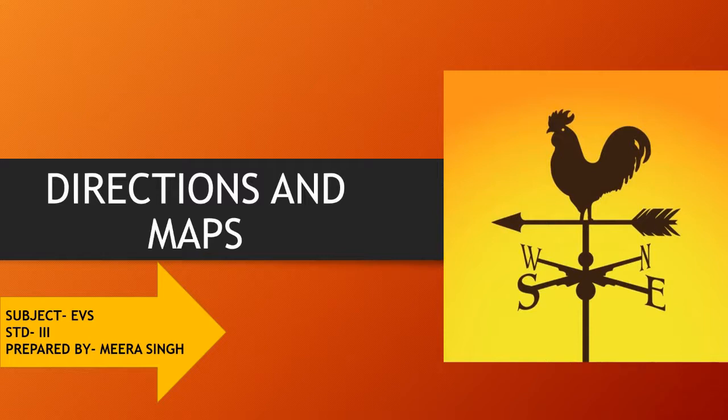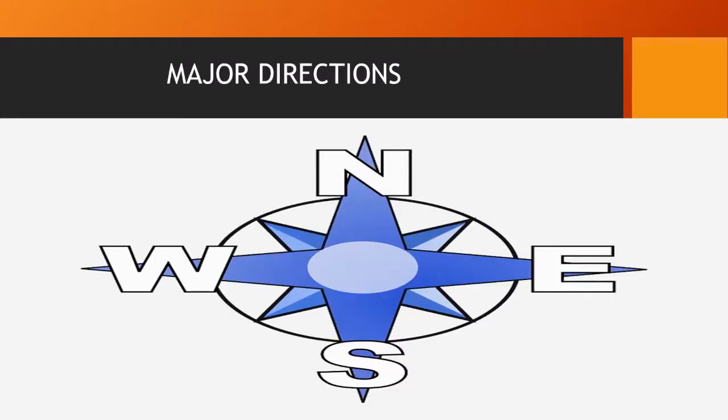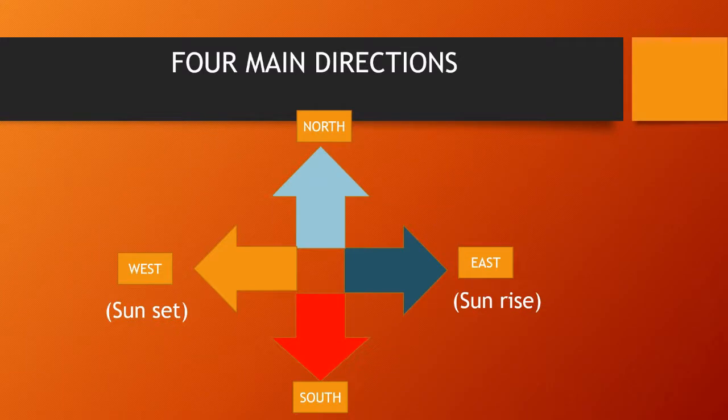So let's begin. Major directions. Student, what are major directions? There are four main directions. They are east, west, north and south. The directions help us to locate places. There are four main directions and they are opposite to each other.